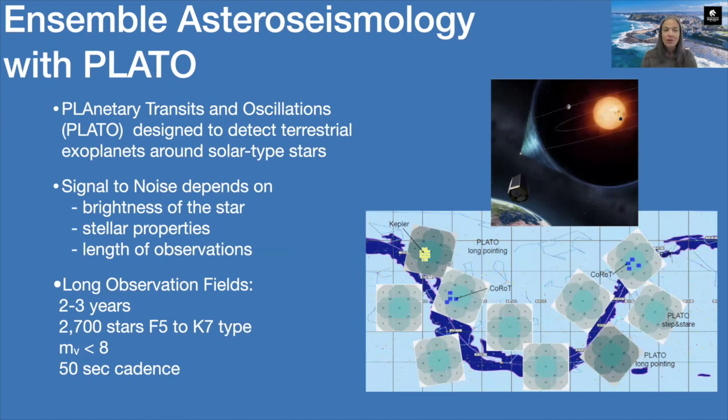So with Plato, we are going to observe absolutely thousands of stars over most of the night sky. The signal to noise is what we want to improve. And this depends on the brightness of the star, the stellar properties itself, so how strongly oscillations are in that star, and of course, the length of the observations. The better noise properties we have if we observe the star for a longer period. So there are going to be a couple of long observation fields in Plato of the length of 2 to 3 years. And these will observe a number of solar type stars with a cadence necessary or sufficient for us to do astroseismology with.